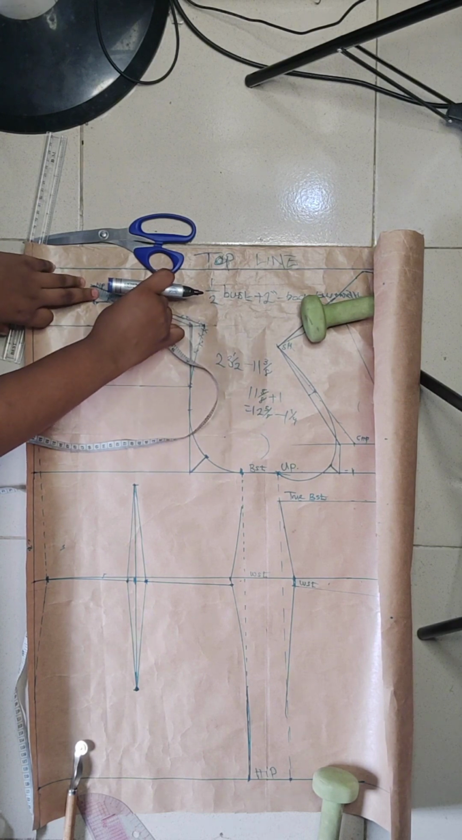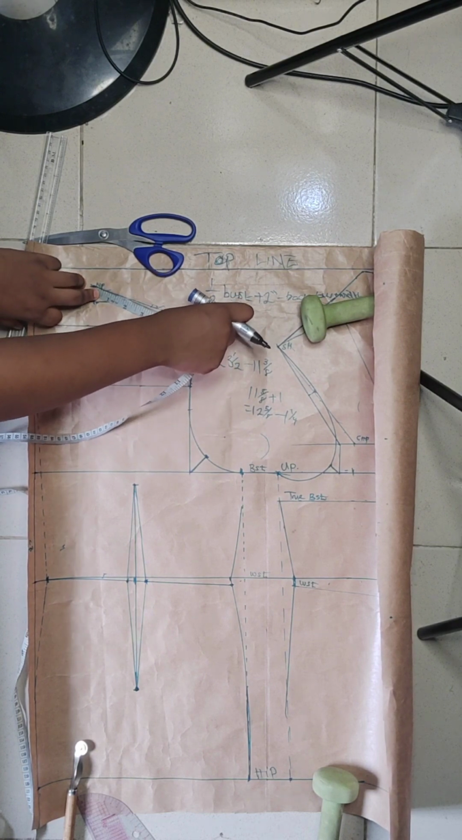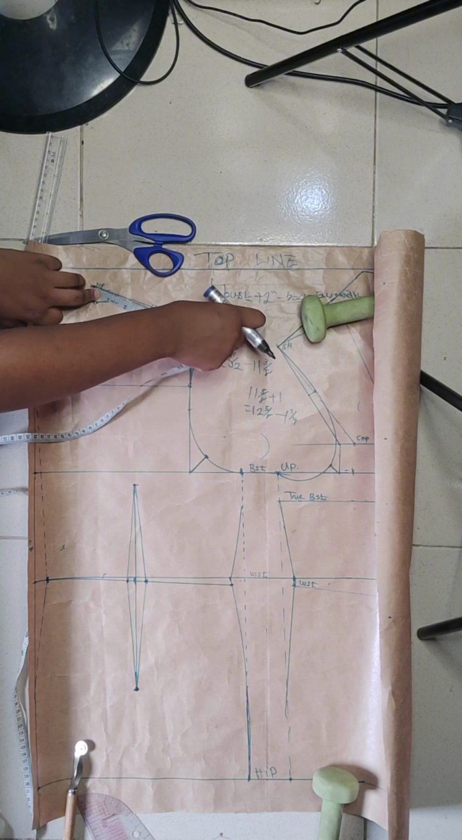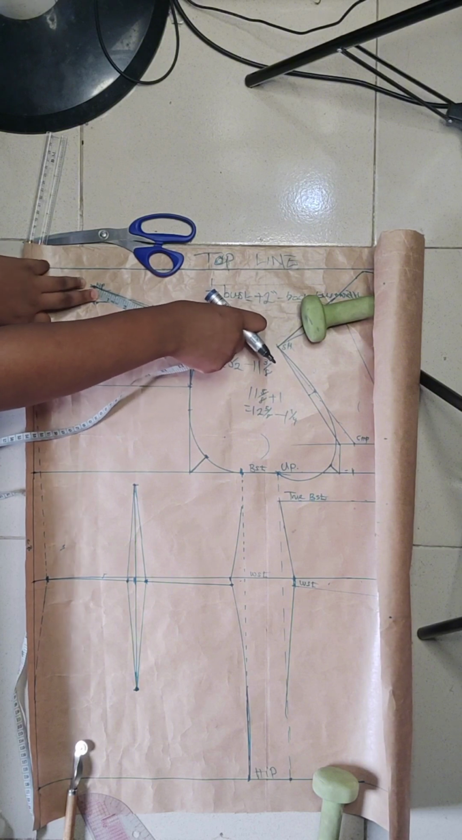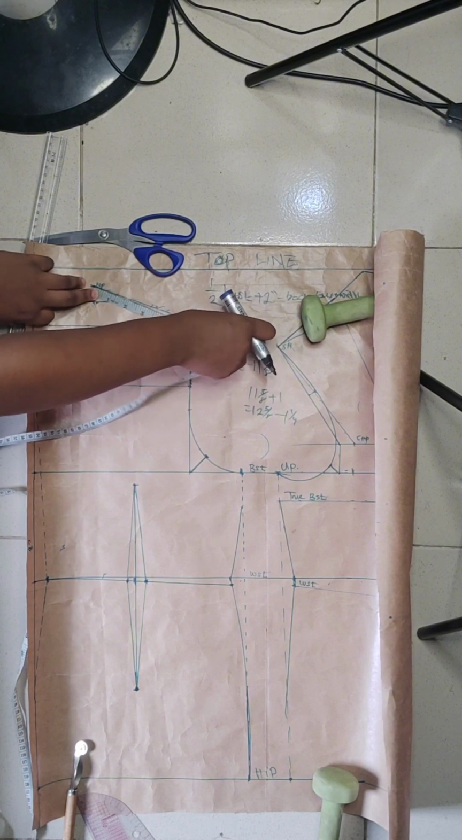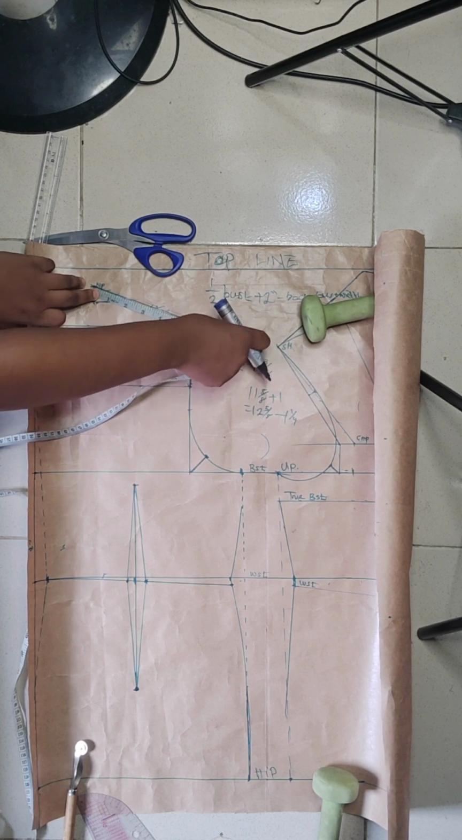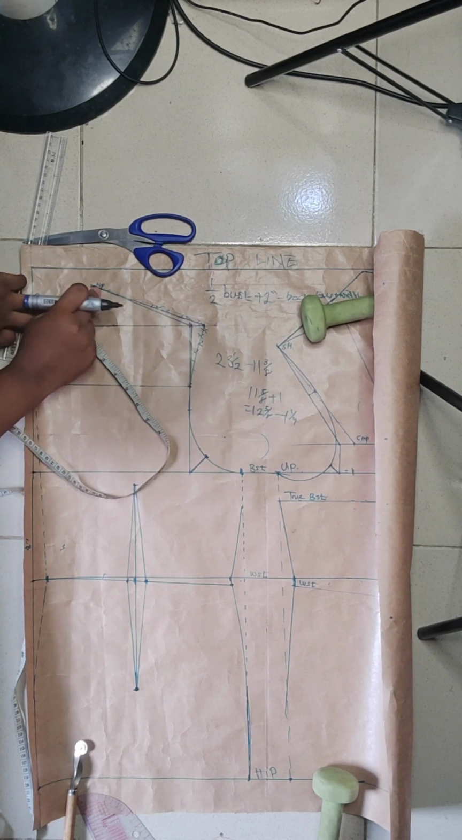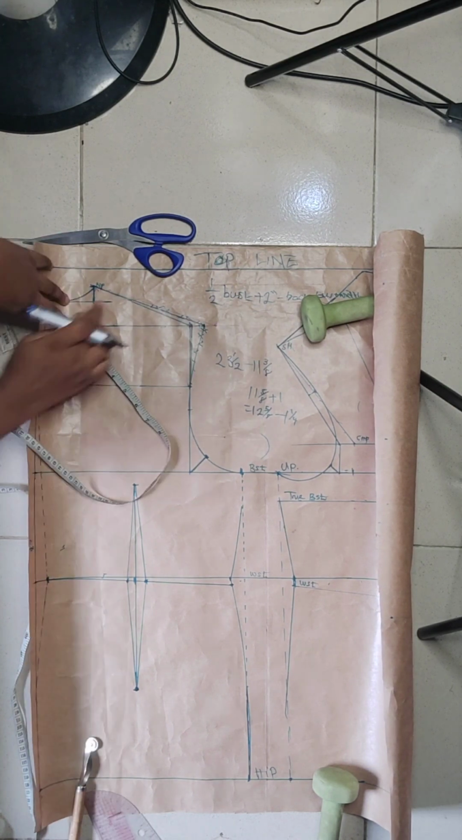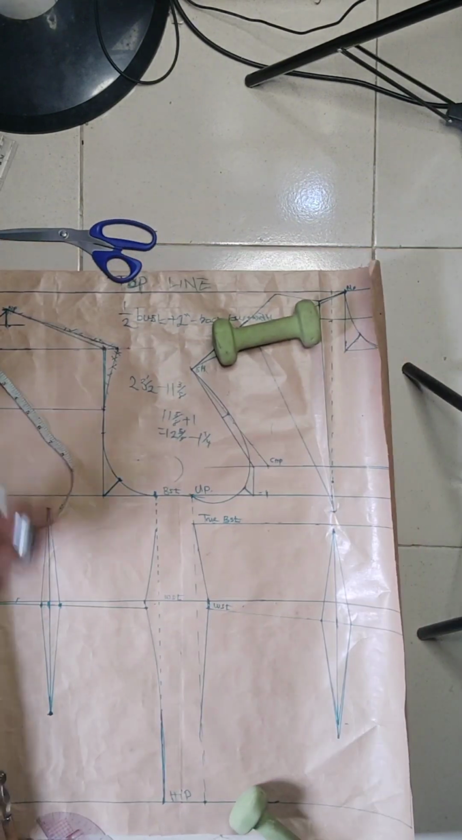Okay, so the shoulder slant I'm using is 5.5. Okay, and I have 6 inches, and I have 6 to 8 inches. Okay, so before I go ahead and place my shoulder dart here, for us to know the dart placement, this is what I'll be doing.